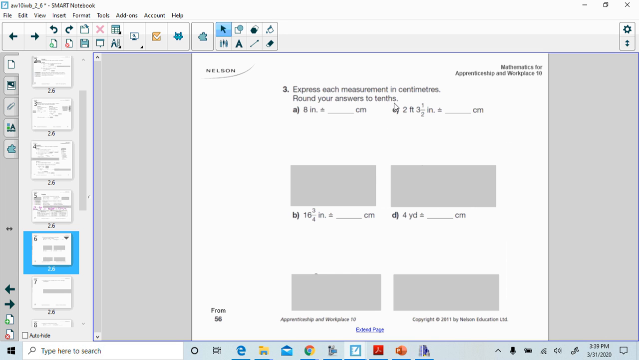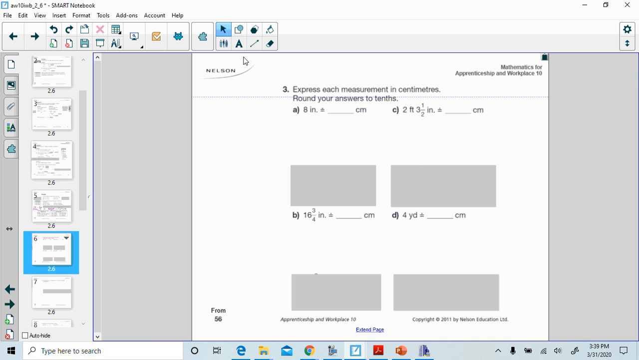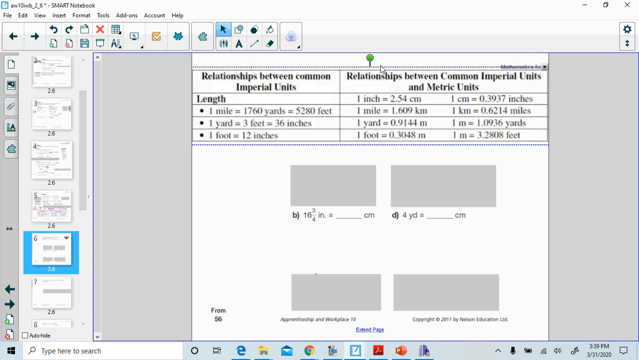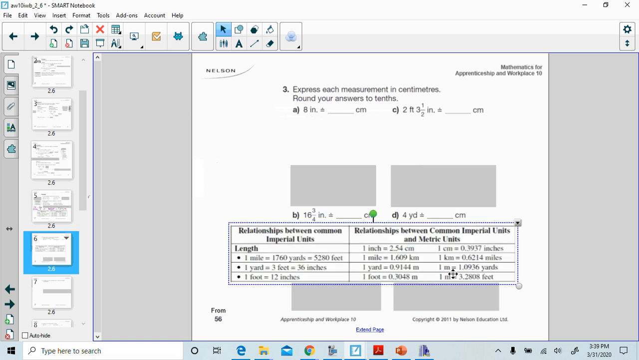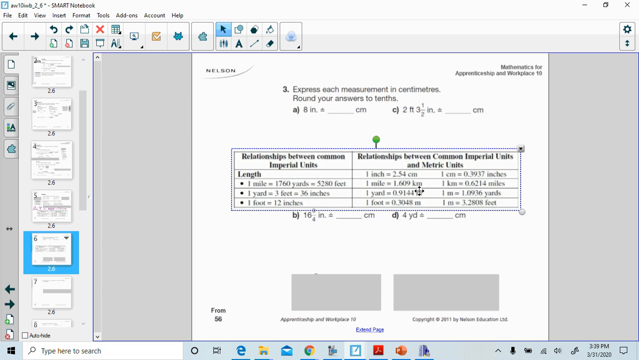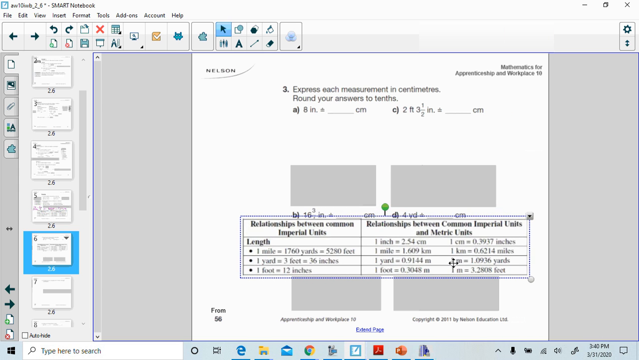Third, express each measurement in centimeters, round your answer to the nearest tenth. So again, we want to think about which converter we would like to use. Okay, so we're going inches to centimeters. So we've got inches here, centimeters there. So we're going to multiply by about 2.54. If we take out the calculator again, let's clear out the stuff from before. 8 times 2.54, we get about 20.32.